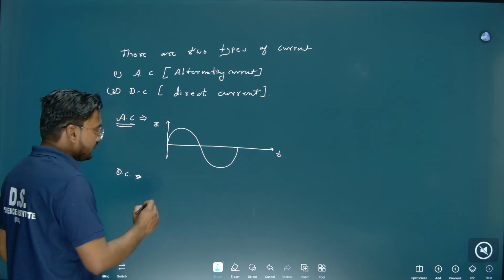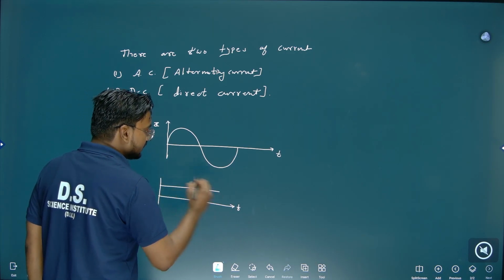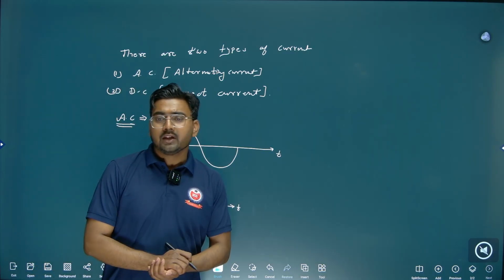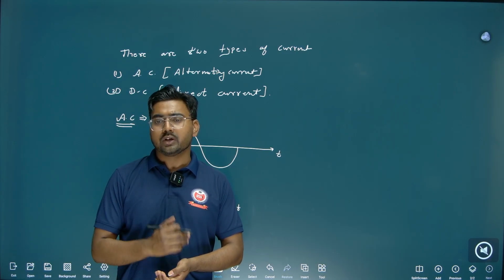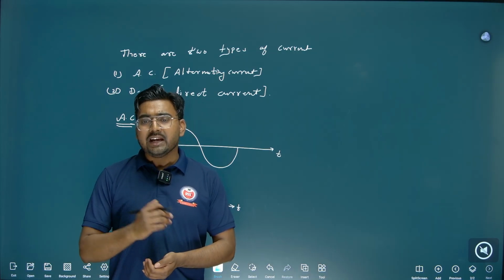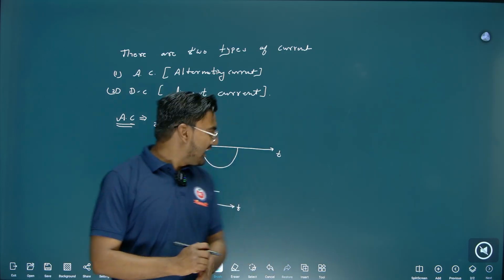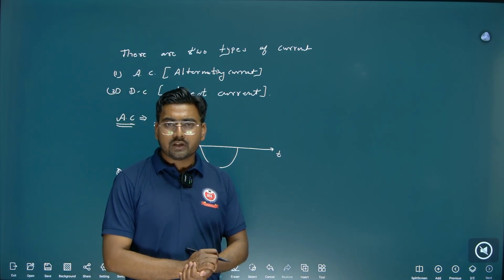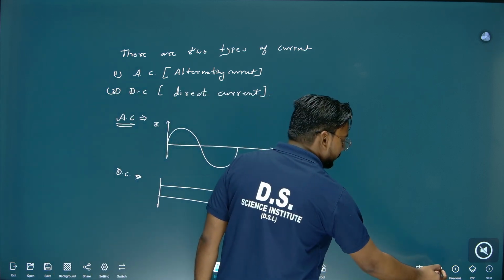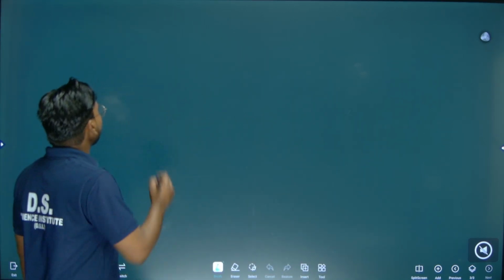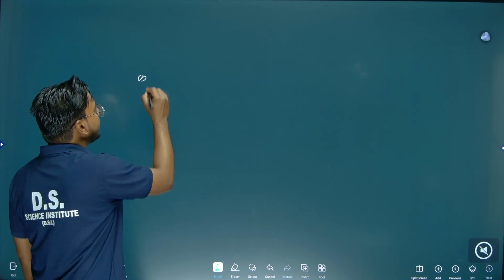So what is direct current? Whose magnitude is constant with respect to time, that is called direct current. So one is alternating current, whose magnitude continuously changes with respect to time and direction changes periodically. Another one is direct current, whose magnitude is constant with respect to time. Now in DC we are going to discuss average electric current.